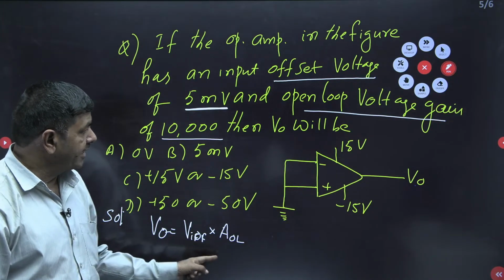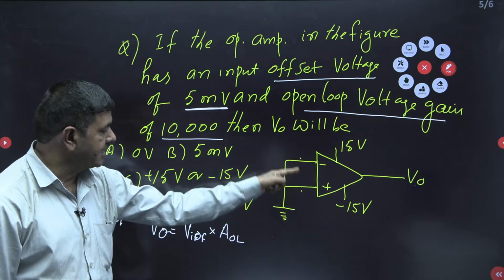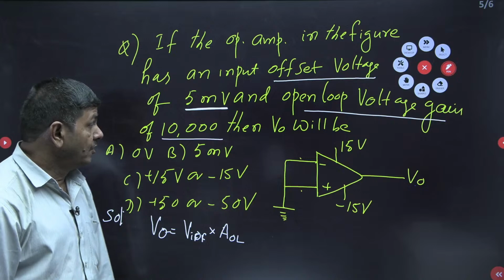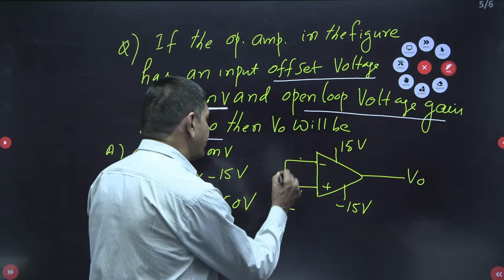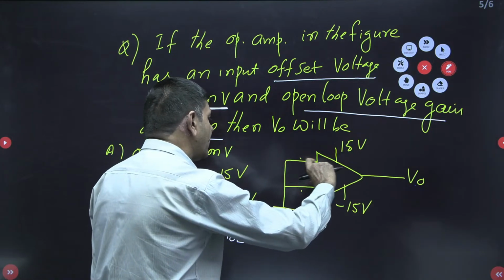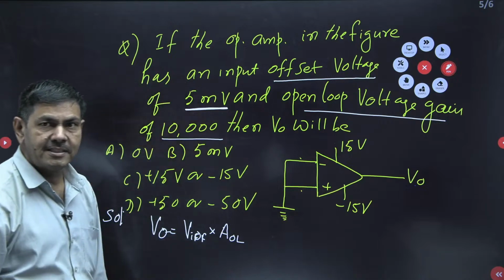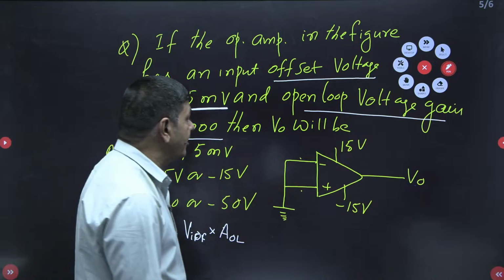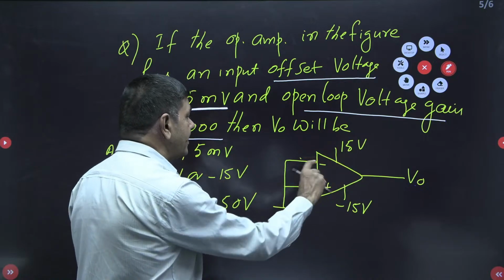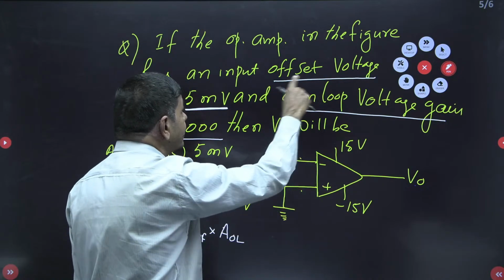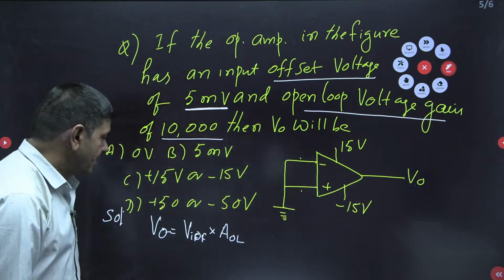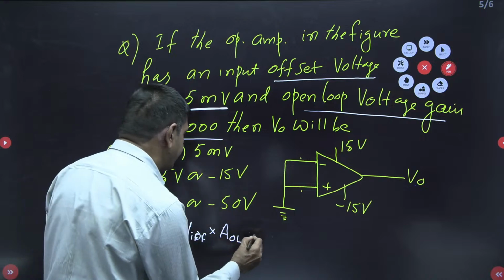Input offset voltage means the difference of the voltage specified in the problem, 5 millivolts. You should not say here that it is short circuited and will remain 0 volts. 0 voltage is not possible. In the ideal case yes, but in the non-ideal case, because of the leakage currents and all, some input offset voltage exists. That is given as 5 millivolts. So directly we can use the formula and give the answer.